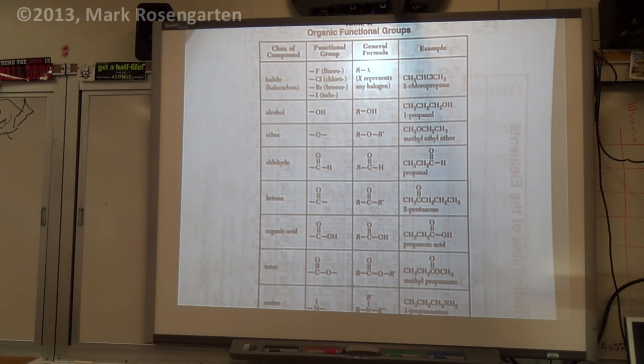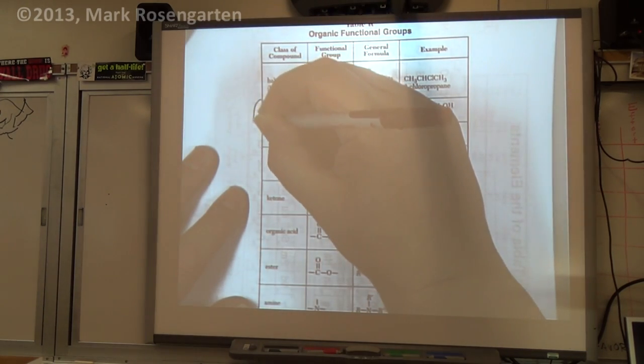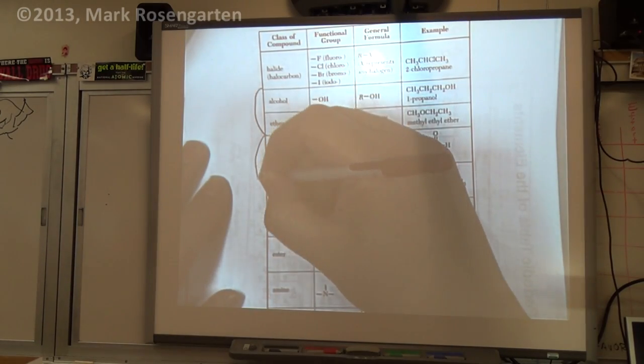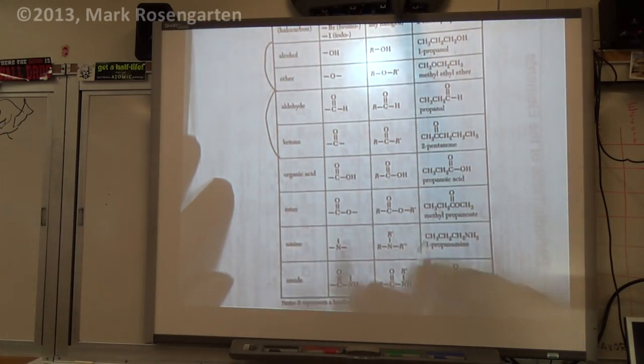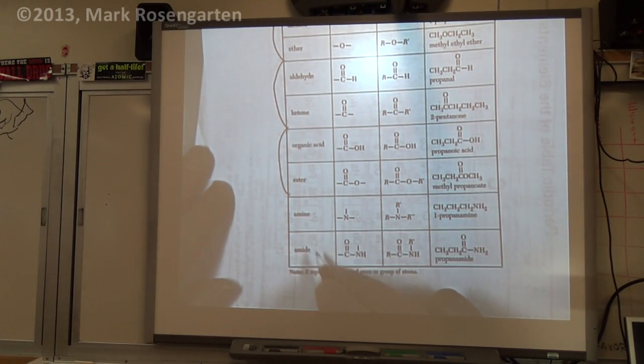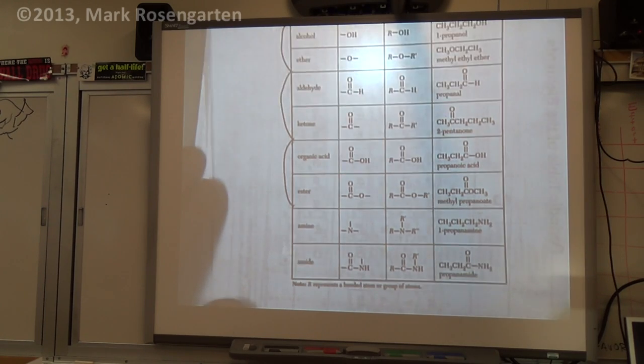Reference table R actually pairs the isomers up with each other. Alcohols are isomers with ethers. Aldehydes are isomers with ketones. Organic acids are isomers with esters. And amines are not isomers of amides, because amides have an oxygen that amines don't have.